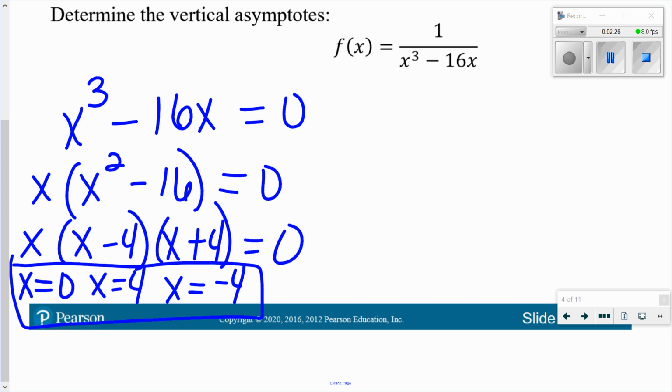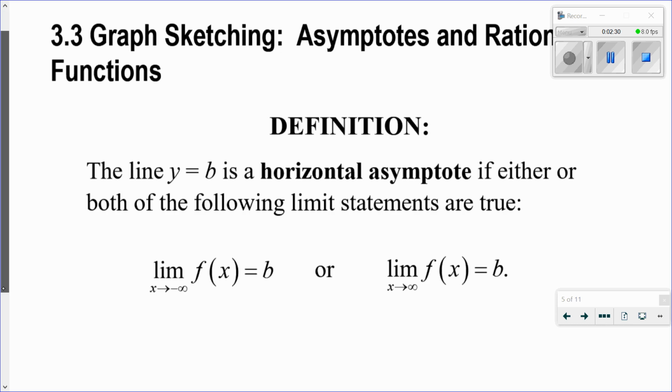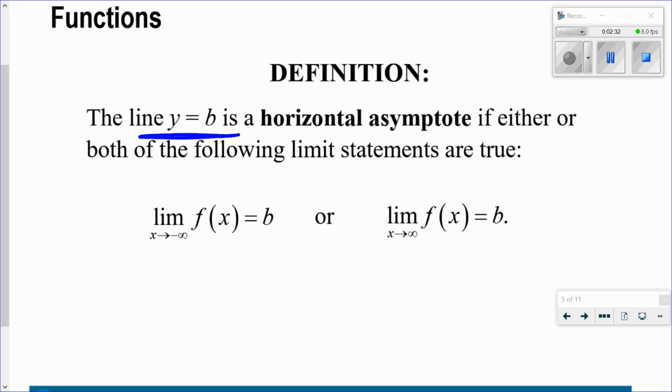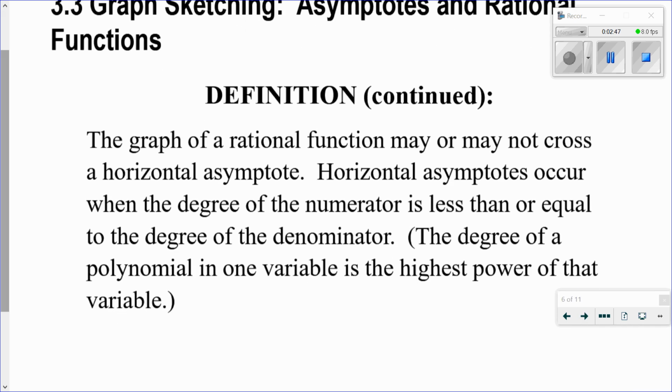Let's go ahead and look at horizontal asymptotes. Horizontal asymptotes are going to be a horizontal line. Again, we need to write them as an equation. So they need to be y equals some number. Okay, so remember, vertical will be x equals, horizontal will be y equals. We can have our graph cross a horizontal asymptote. Usually doesn't, but it can.